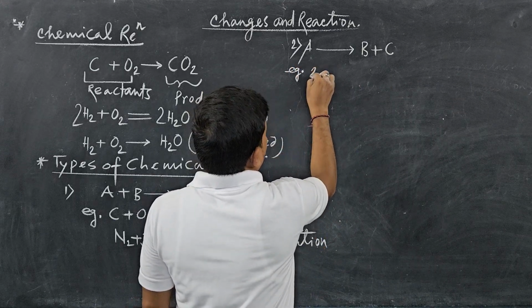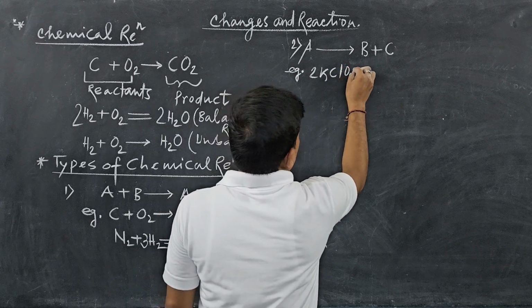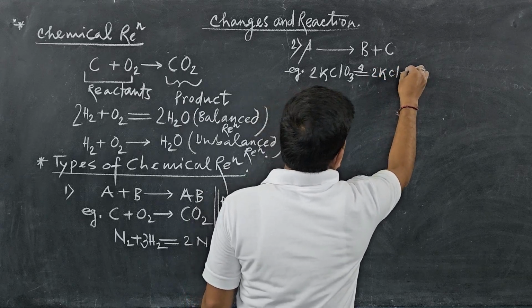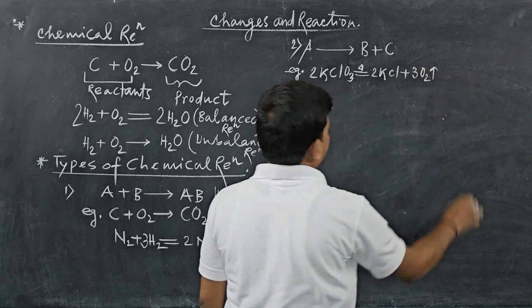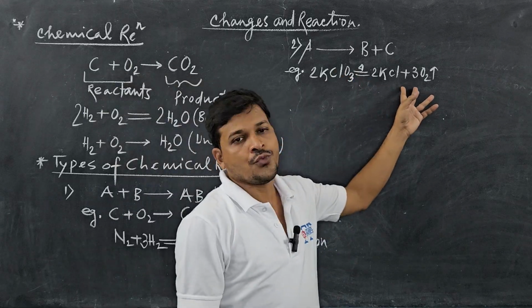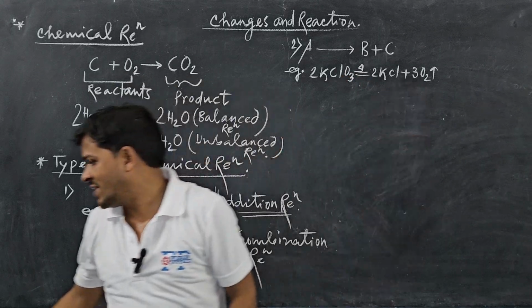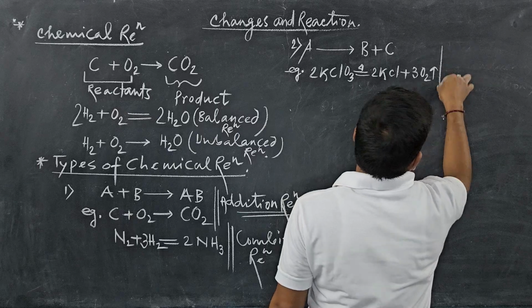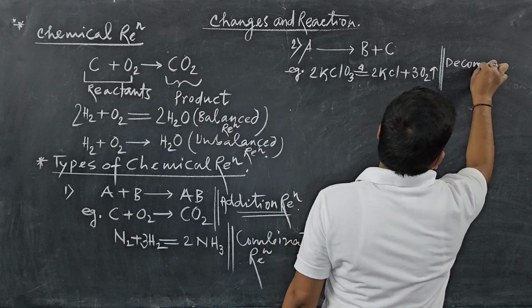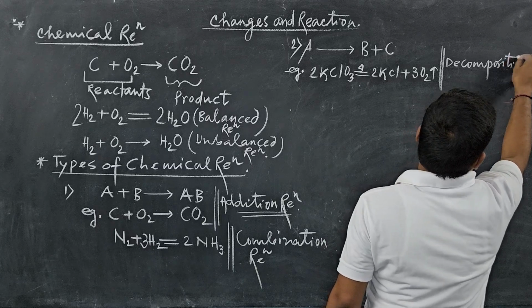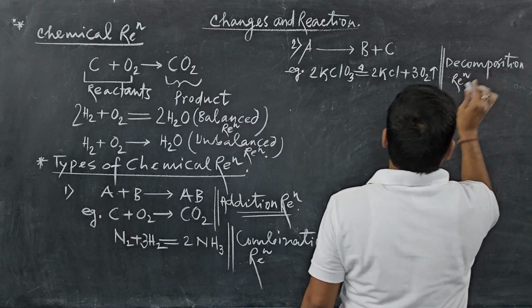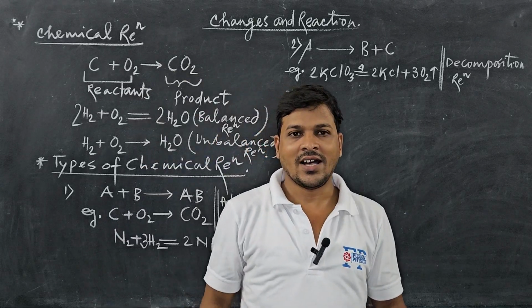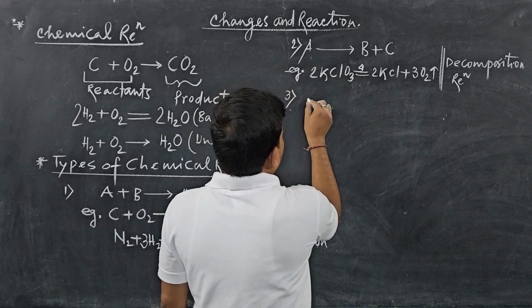One example of it is 2KClO3, potassium chlorate. On heating, it gives 2KCl, potassium chloride, plus 3O2, three molecules of oxygen gas. That means one substance decomposes to form two or more new substances. This is one example of the decomposition reaction. This type of chemical reaction is called decomposition reaction.